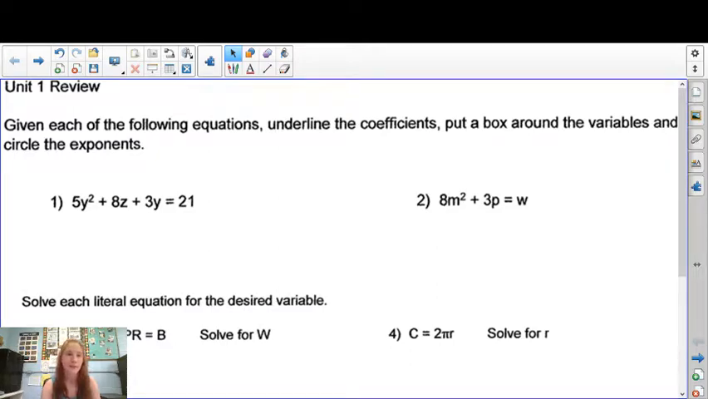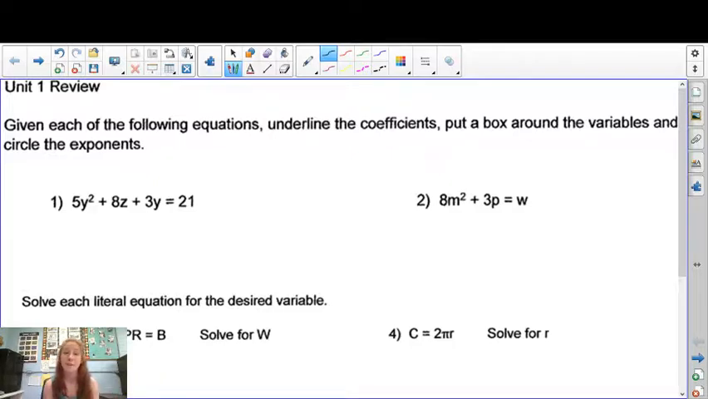All right, guys, today we're going to go ahead and go through Unit 1 review. Remember, we're just going to follow the directions and do what it tells me to do. All right, 1 and 2. We're going to go ahead and underline the coefficients, put a box around the variables, and circle the exponents.